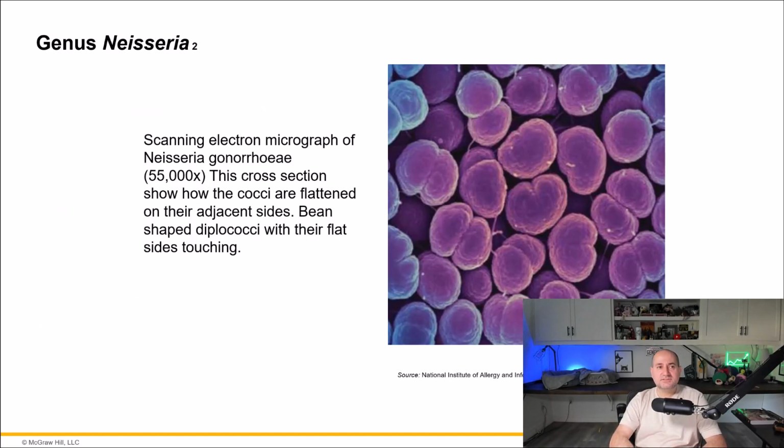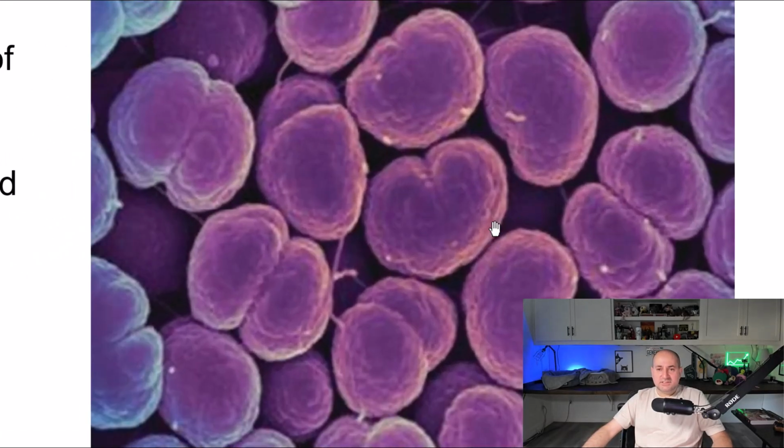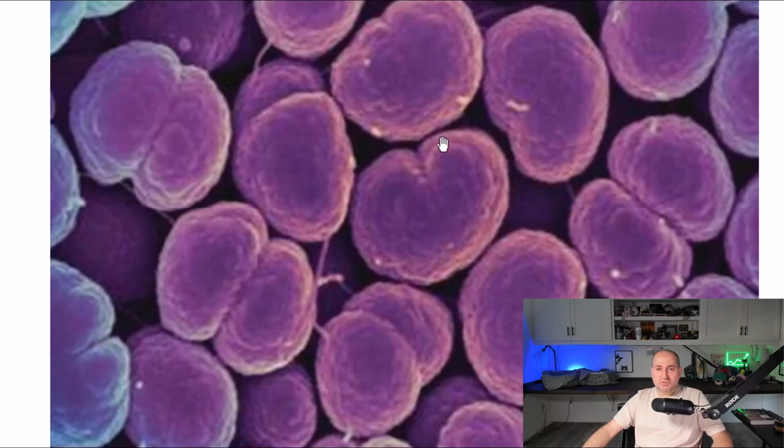So here you can see that genus I'm talking about. Look at this. It looks like little hearts. Well, those aren't little hearts. This is a scanning electron micrograph of Neisseria gonorrhoeae. Notice that you can see the bean shape. This is diplococcus. See, here's one bean-shaped cell, and next to it is the other bean-shaped cell, and the flat side of the bean-shaped cells are what's sticking together. So these are diplococci technically.